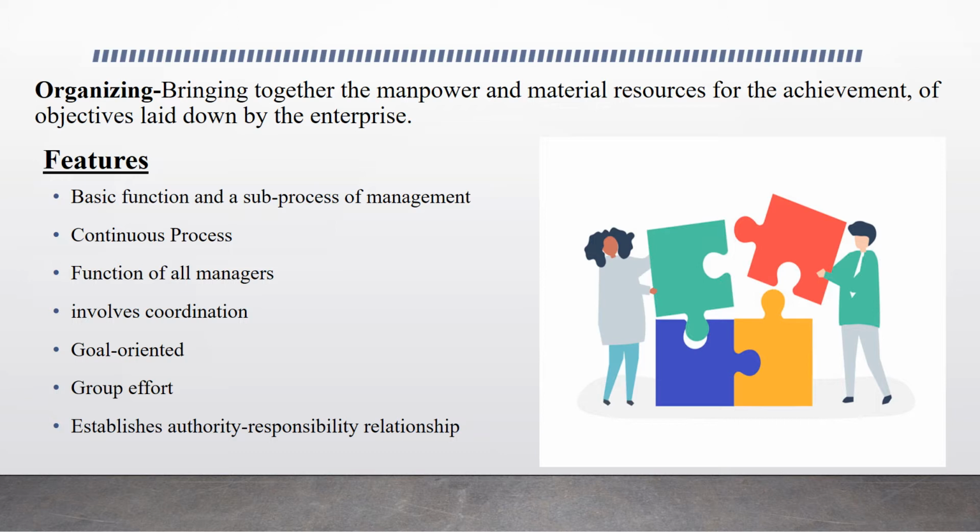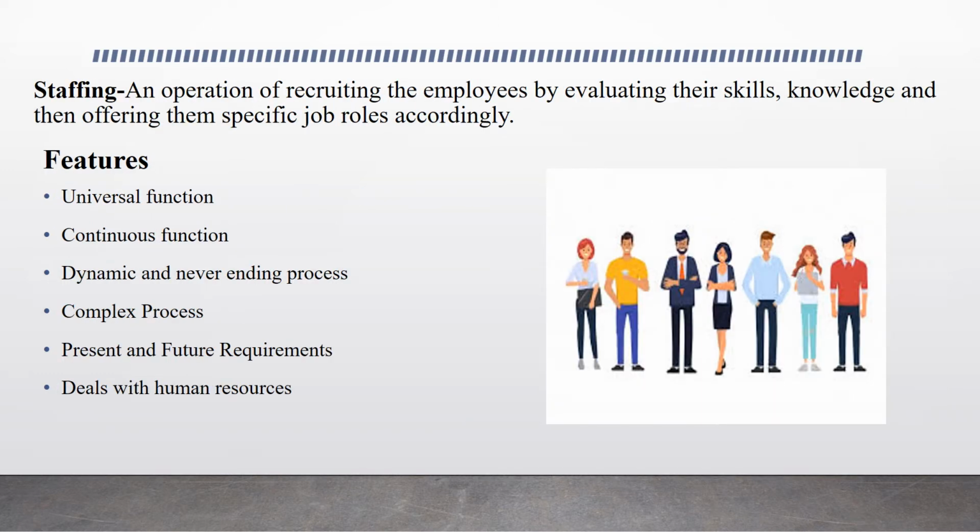Now let's take the second function, that is organizing. According to Henry Fayol, to organize a business is to provide it with everything useful to its functioning: raw material, tools, capital, and personnel. Thus, organizing involves bringing together the manpower and material resources for the achievement of objectives laid down by the enterprise. It involves determining and defining the activities involved in achieving the objectives laid down by the management, grouping the activities into logical patterns, assigning the activities to specific positions and people.